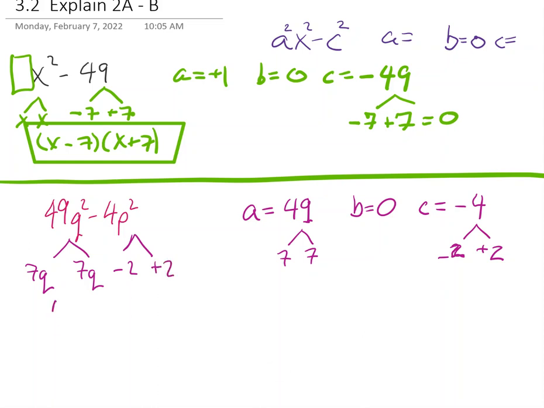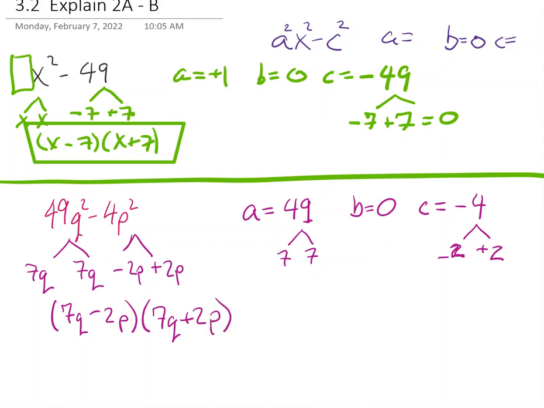All right, so if this works out, we should have 7q plus, oh, we forgot something. We forgot the p's. Got to bring the p's in because what I need to create is negative 4p squared. 7q minus 2p, 7q plus 2p.